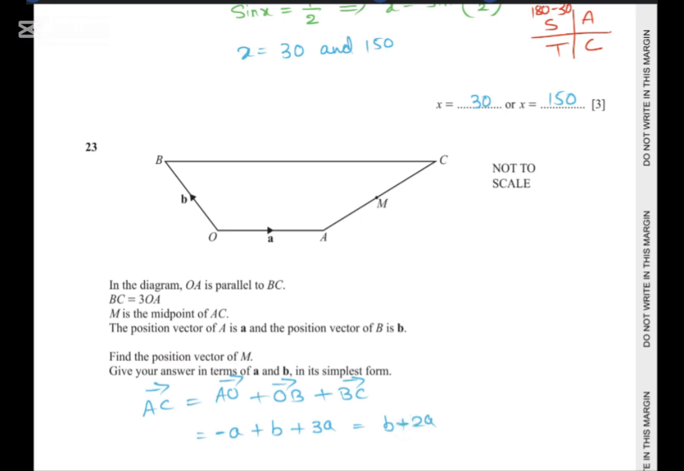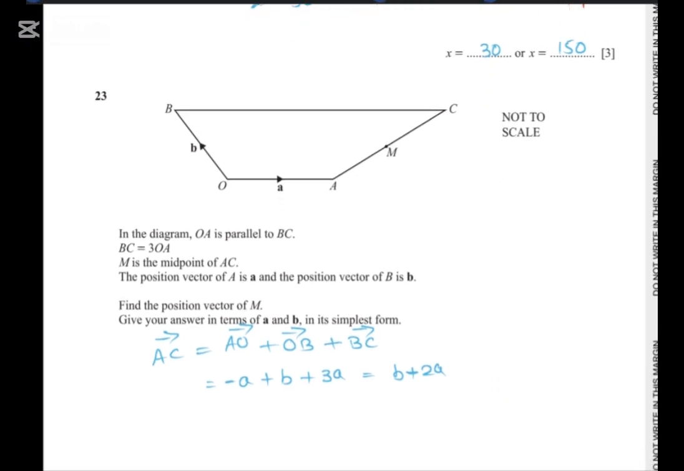Now from AC I need to find AM. So what is AM? AM will be half of b plus 2a, because M is the midpoint of AC. You can write it as half of AC in brackets. So you can write it as b by 2 plus a also, because 2a by 2 is a. This is AM.